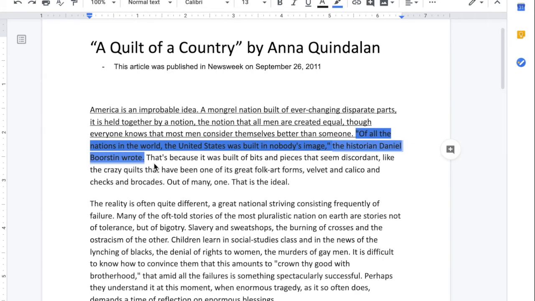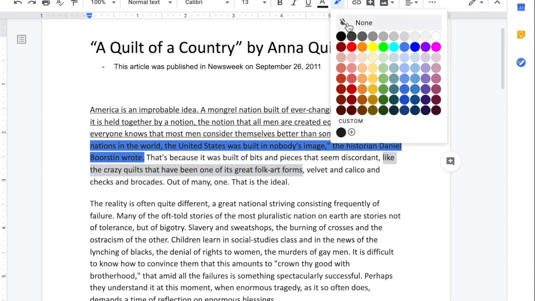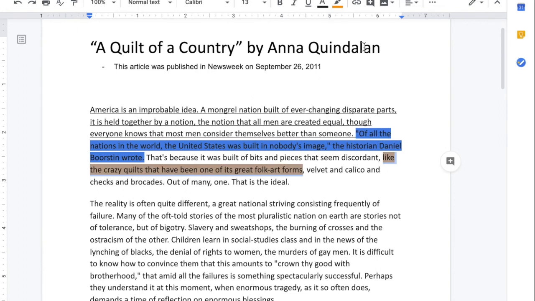Okay, that's because it was built on bits and pieces that seem discordant, like the crazy quilts that have been one of its great folk art forms, velvet and calico, checks and brocades. Out of many, one, that is the ideal. We see that she uses this simile, like the crazy quilts that have been one of its great folk art forms. So I think that using this poignant language by using a simile is pretty effective language. She's actually using an emotional appeal.